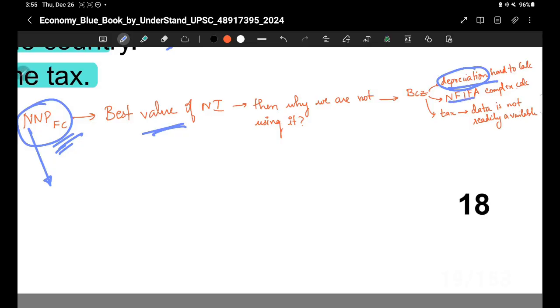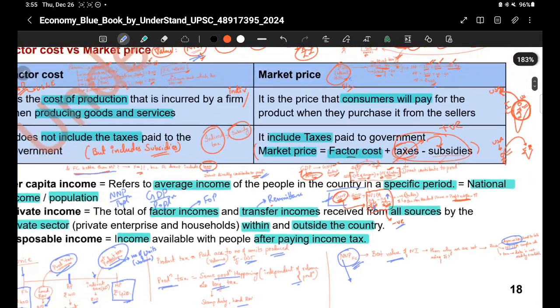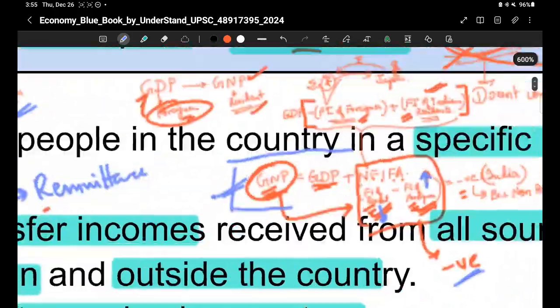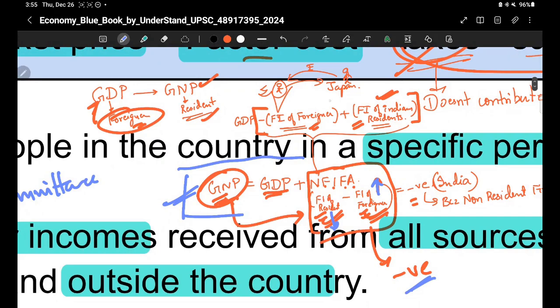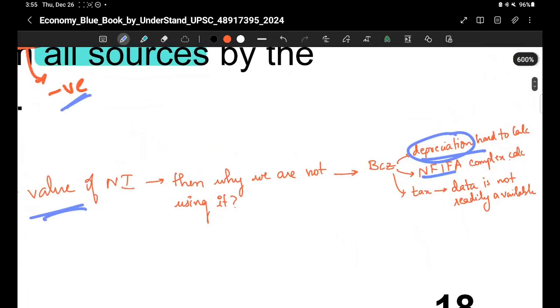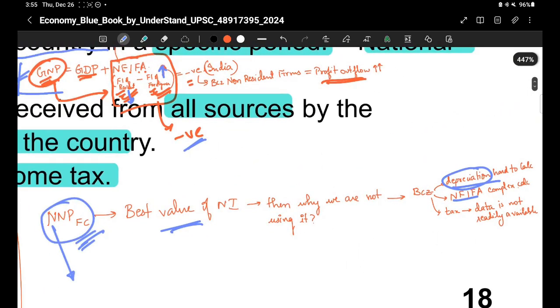Then there is net factor income from abroad, that is, income earned by foreigners here and income earned by Indians from abroad. It is hard to monitor all this. It's very complex to monitor cross-border transactions. So that is also one of the reasons why NNP is not used.